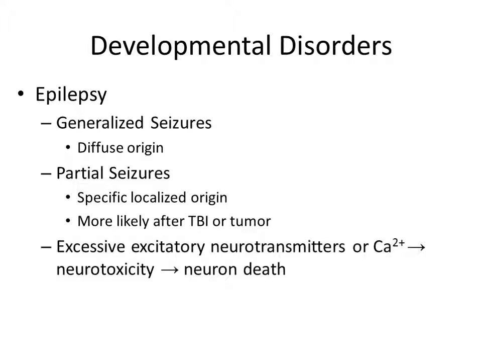If someone has a head trauma or has a tumor that causes irritation and excessive excitability of the localized neurons, you're going to have partial seizures. You can have partial seizures without either of those, but you're unlikely to have a generalized seizure if it's because of a specific injury or a tumor in a particular area. And as I mentioned, too much output from cells is neurotoxic and will create death of neurons. And that's the end of our developmental lecture.